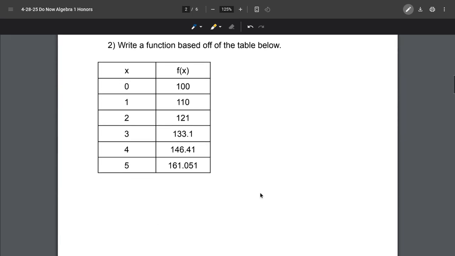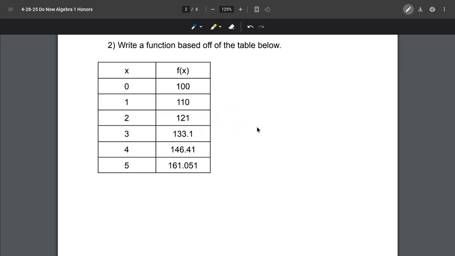Okay, write a function based off of the table below. Let's take a look at the change here. So we go up 10, then we go up 11, then we go up 12.1. So this is telling me that we probably have an exponential function here.